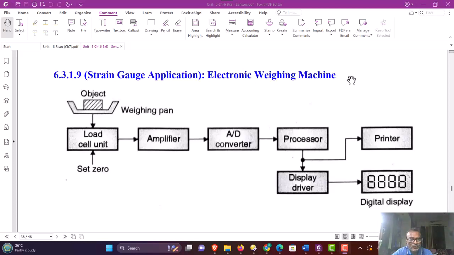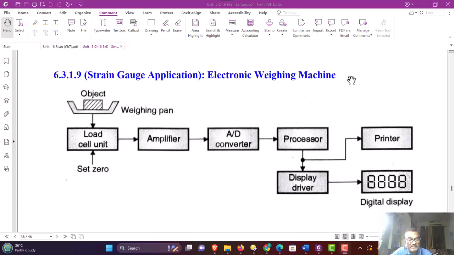It consists of a load cell. Load cell is basically a mechanical structure, and on this load cell the strain gauges are stuck or pasted. When the object is placed on the load cell, it exerts pressure on the load cell, which causes the deformation of the mechanical structure inside, and that creates the compressive strain.